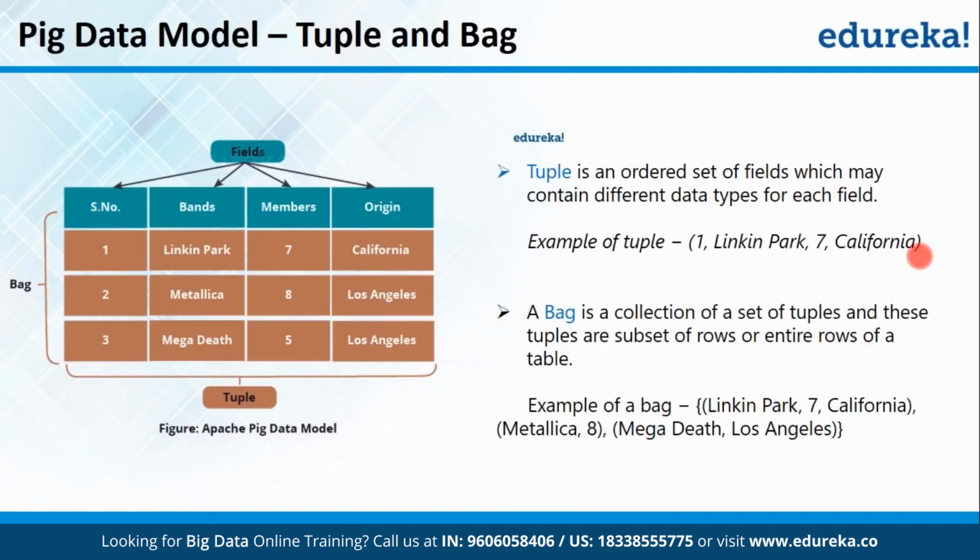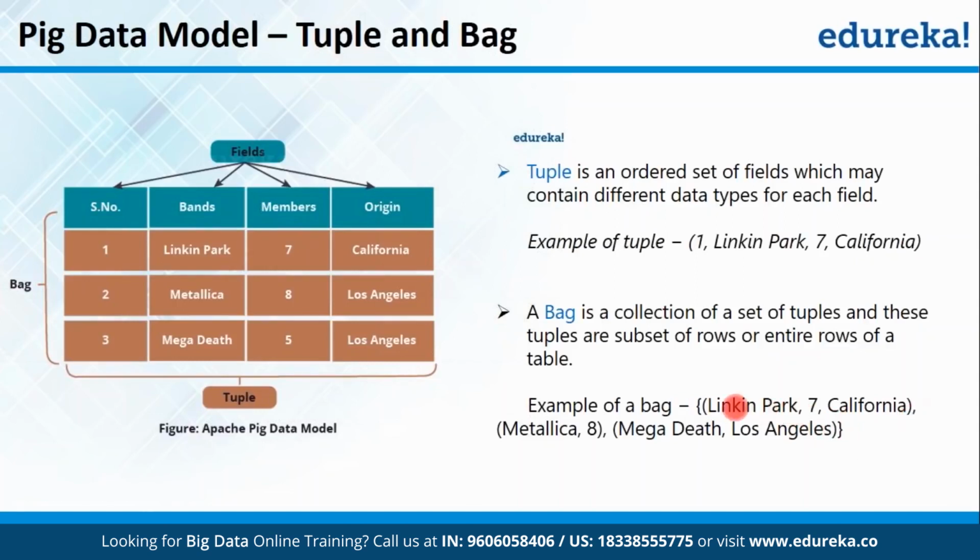The next is a bag. A bag is nothing but a collection of tuples. It could be one tuple, two tuples, or it could be multiple tuples. It could be an entire row or a subset of rows. So let's look into the example. First of all, a bag is represented by curly braces. As you can see right here, this is the opening curly brace which represents the start of the bag, and there's an ending curly brace which represents the end of the bag.